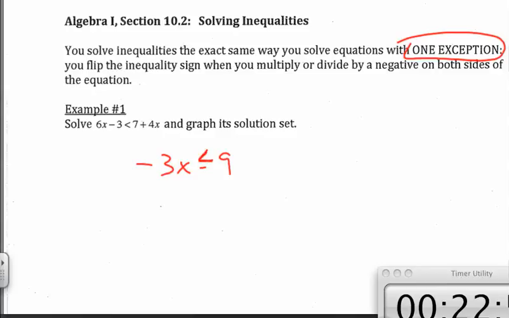To solve this, I've got to get rid of the negative 3. How would I get rid of the negative 3? Troy? I would divide both sides by negative 3. I'm dividing both sides by a negative. If I do that, what do I have to do, Gordy? I have to flip the direction of the inequality so that it points in the opposite direction.